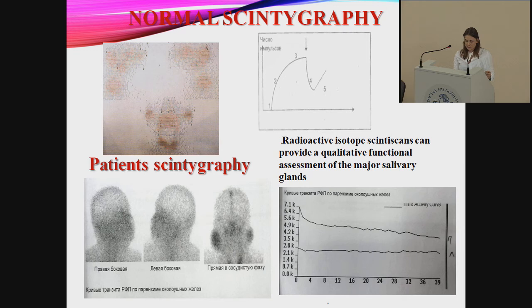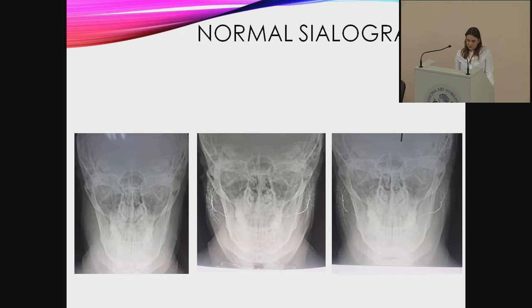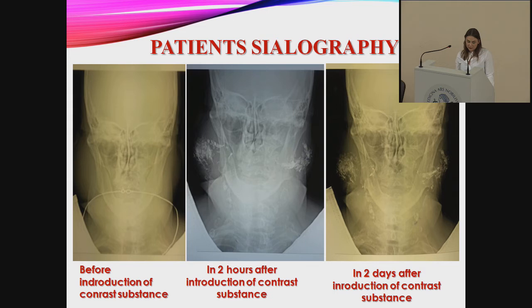Here you can see the picture of normal scintigraphy and the patient's scintigraphy compared to normal. Here you can obviously see uneven distribution of the contrast substance in the duct system of both parotid glands. In addition to this, the excretion of the contrast substance is broken.